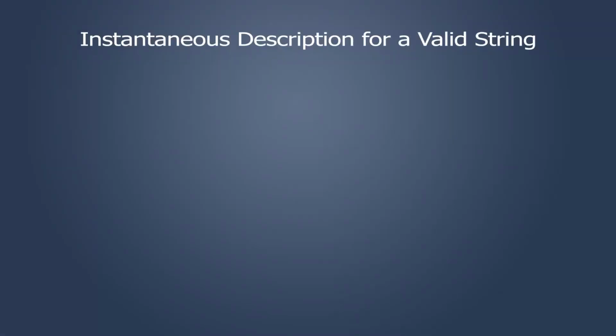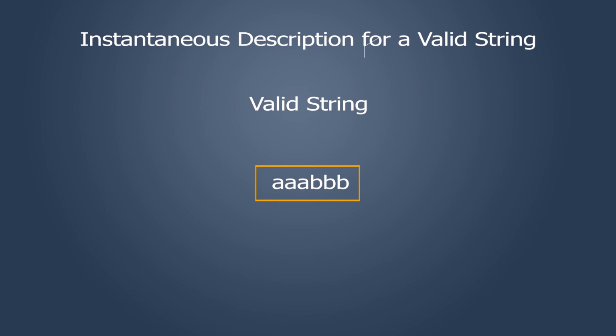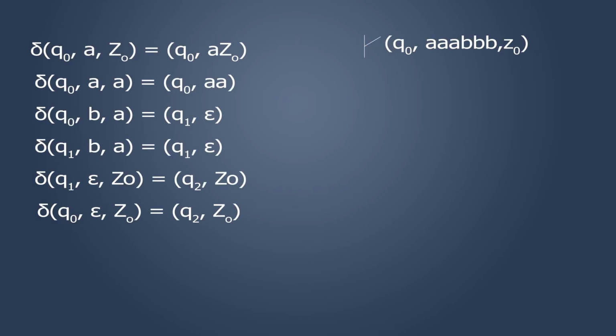Let's proceed ahead and learn how to write the instantaneous description for a valid string. Let me consider this to be my valid string, A, B. Initially we will be on Q0 state and my input string is this, A, B. Z0 is the top of the stack. We are on Q0 state.